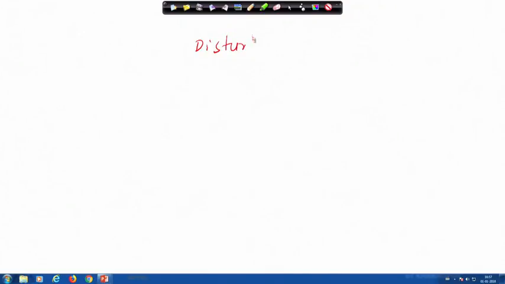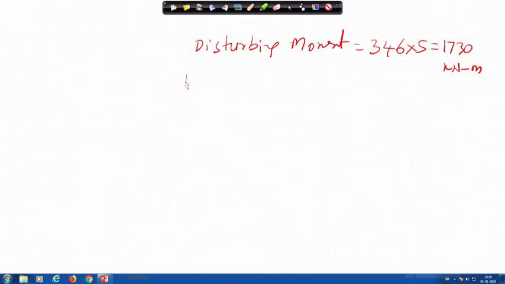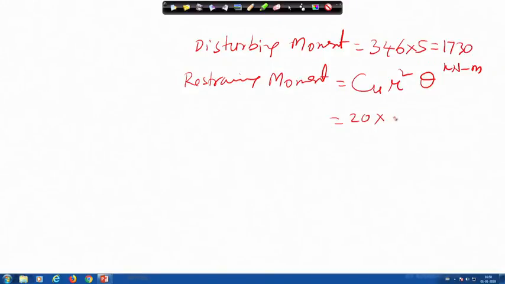And so the disturbing moment will be 346 the W, and the eccentricity is 5. So, it becomes 1730 kilonewton meter. And the restraining moment will be equal to, as we have been given, C u r square multiplied by theta. So, all those things are given. C u is 20, r is 9 meters and theta is given as 70 degrees.